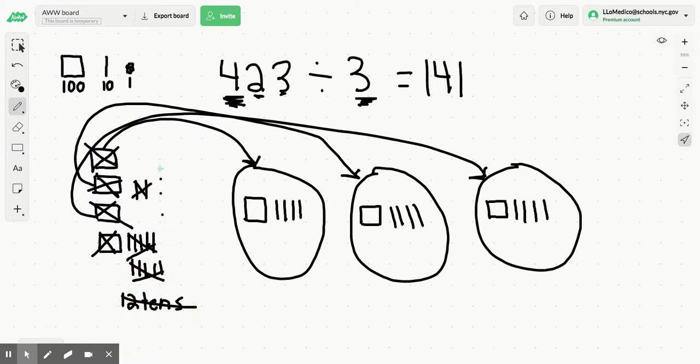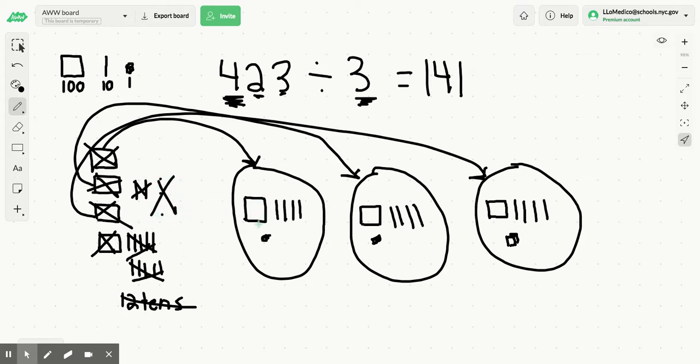And finally, we have 3 units here, 3 unit cubes. So I'm going to put 1 in the first group, 1 in the second group, and 1 in the third group. This means I'm going to go ahead and cross them off.